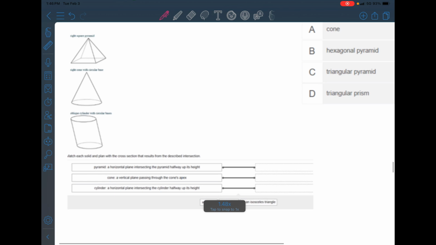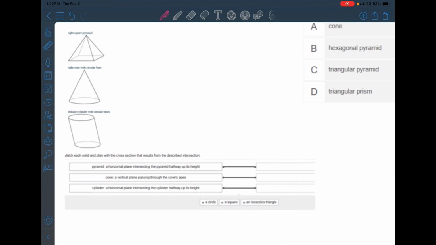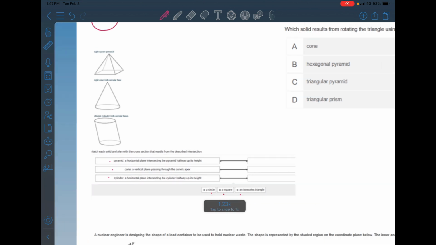On this problem, we are taking a cross section from these, and these will tell you which way the cross section is, and you match which one of these it would look like. So go ahead and write these bottom choices in these blanks over here.